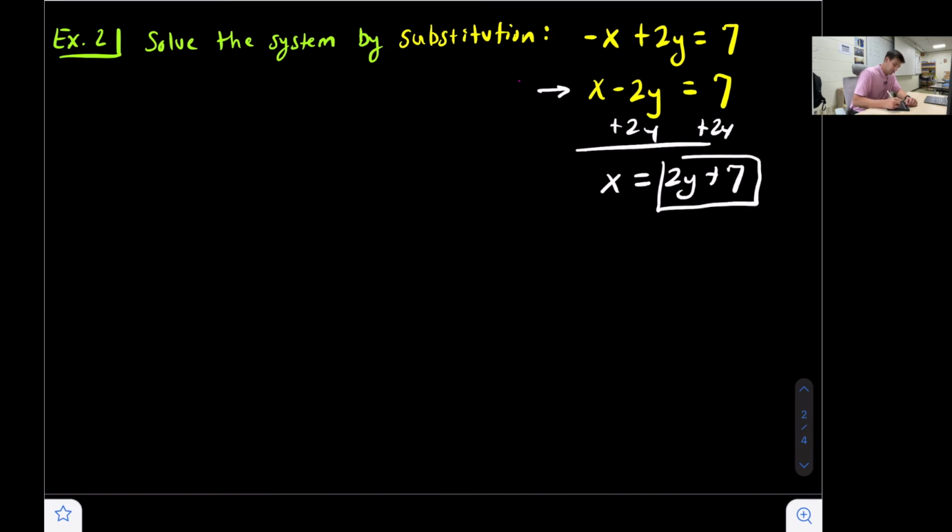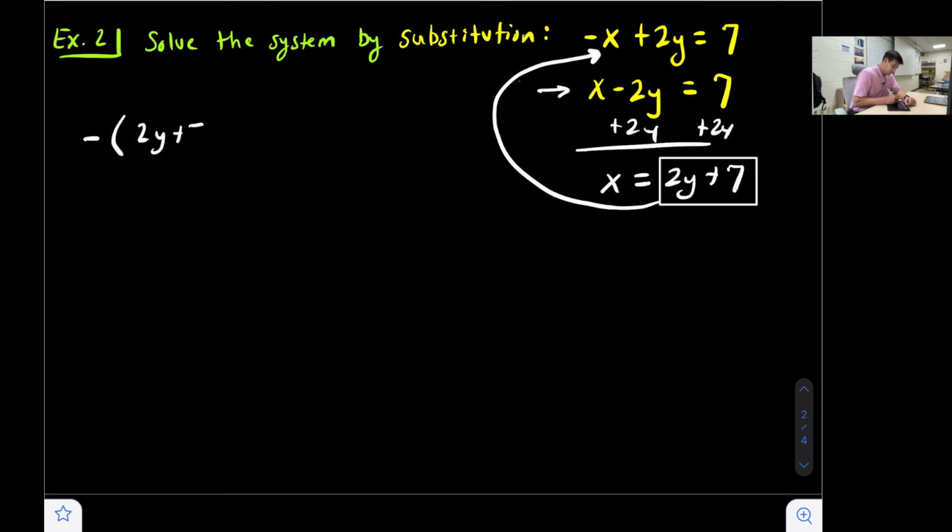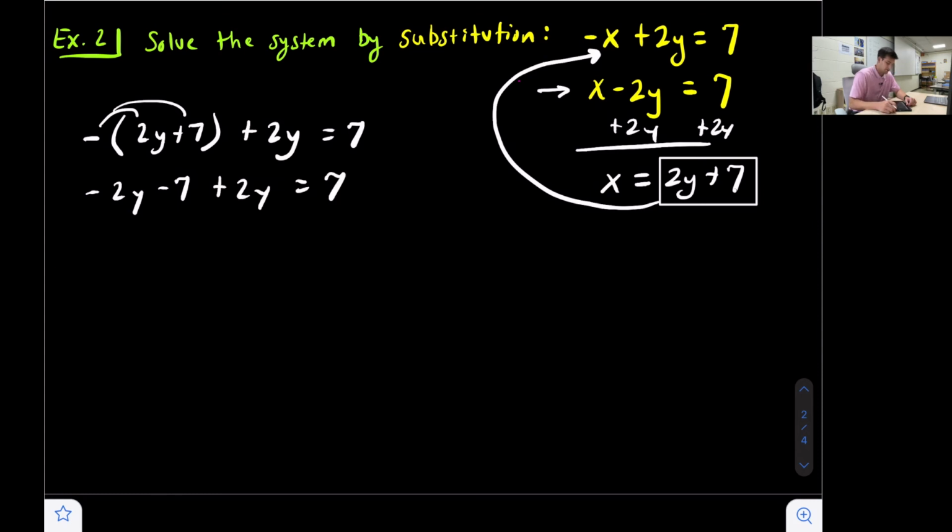So now I'm going to put a box around this because that is what x is equal to, right? So now I can refer back to that once I find my y variable. This was my second equation, so the equation I have not changed yet is this top equation. So I'm going to take this expression and substitute it right there for x, okay? So I'm going to say negative, and then in parentheses, 2y plus 7, close the parentheses, plus 2y equals 7, okay? So now we're going to distribute this negative, and we get negative 2y minus 7 plus 2y equals positive 7.